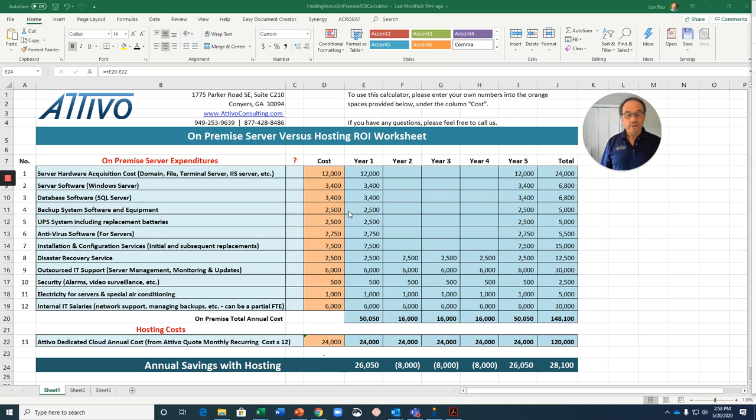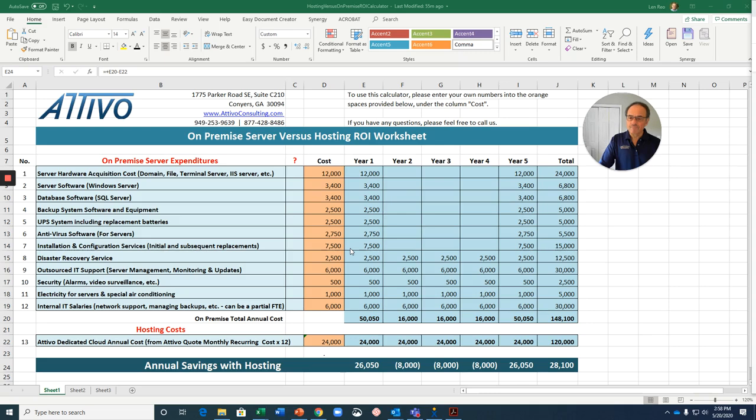When you replace the system hardware like this, typically you need to replace the backup system that goes along with it. The older backup systems don't even have the capacity that we need now with the kind of databases that we're running. This is also typically the time when the UPS or battery backup system is replaced. So there's a cost for that. Antivirus software subscription will need to be renewed or purchased.